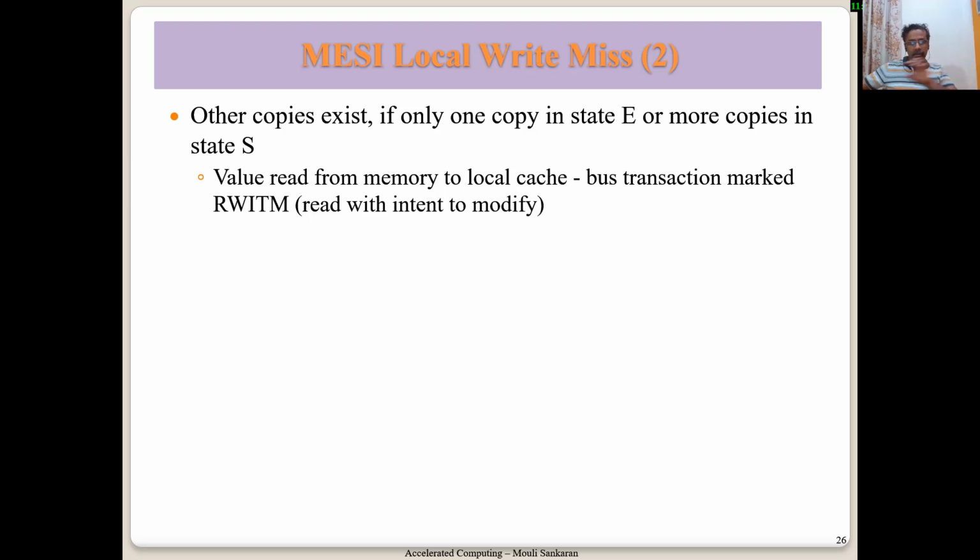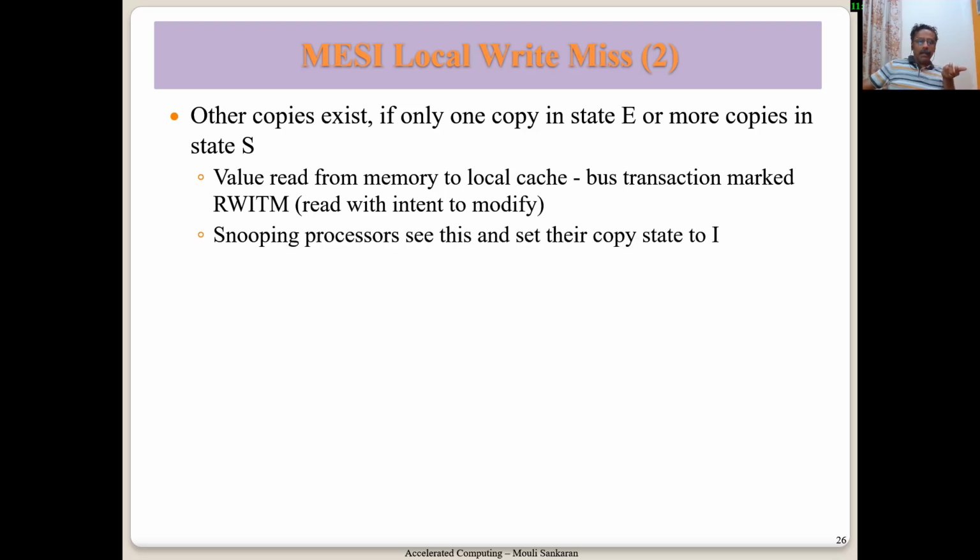Now the snooping controller will know, okay, this core now wants to read the same location which is available in other cores in S or E state, but this guy wants to modify it. Now what you should do? You cannot allow these other cores to keep it in E or S state, make them all invalid. Snooping processes see this and set their copy state to I. Local copy updated and state set to M.